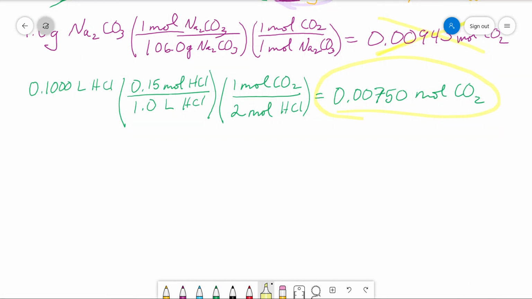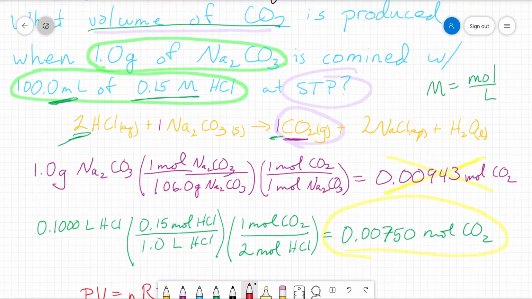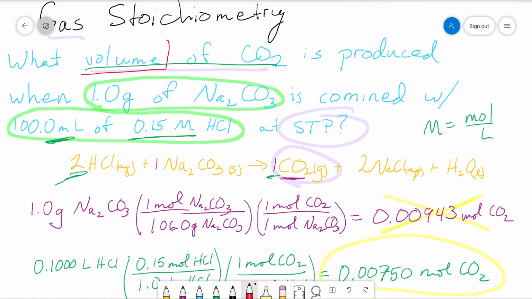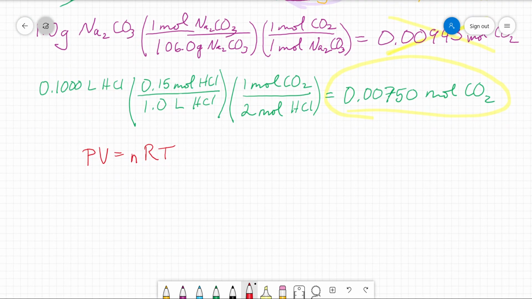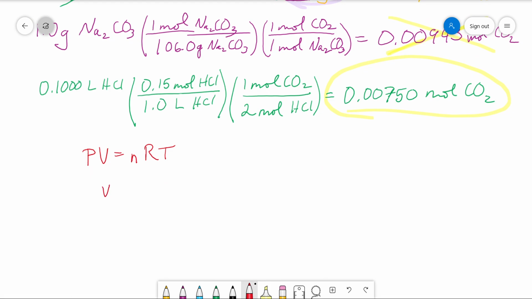Our next step is to use the ideal gas law. PV equals nRT. Because if we go back up to the original problem, we're looking for a volume of CO2. So we're going to solve for V. V is equal to nRT over P. Now all we got to do is plug and chug. What number do we plug in for n? That moles of CO2 that came from the limiting reactant.